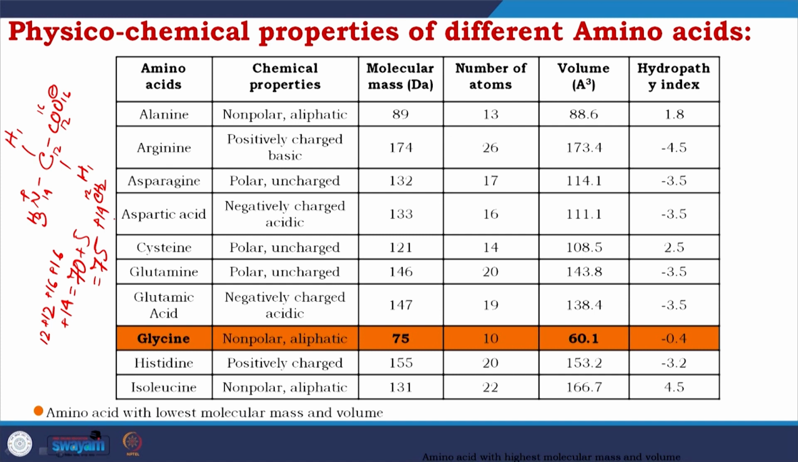histidine 153.2, isoleucine 166.7, hydropathy index 1.8 for alanine, arginine minus 4.5 because of its basic charge, asparagine minus 3.5, aspartic acid minus 3.5, cysteine 2.5, glutamine minus 3.5, glutamic acid minus 3.5, glycine minus 0.4, histidine minus 3.2, isoleucine 4.5. Among them, it is not surprising that glycine has the lowest molecular mass and volume. Also, histidine, I forgot to say, is the physiological buffer.